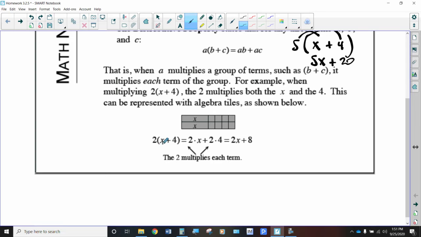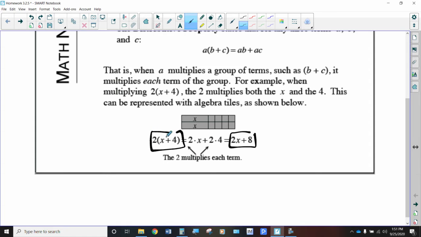If you took 2 times x plus 4, then it's kind of like saying, all right, this right here is an expression that represents 1x plus 4, but you've got 2 of them. So that means you've got to double the number of x's and you got to double the number of 4's to give you a total of 2x plus 8 would be the way to rewrite this expression. Okay, so that's distributive property.